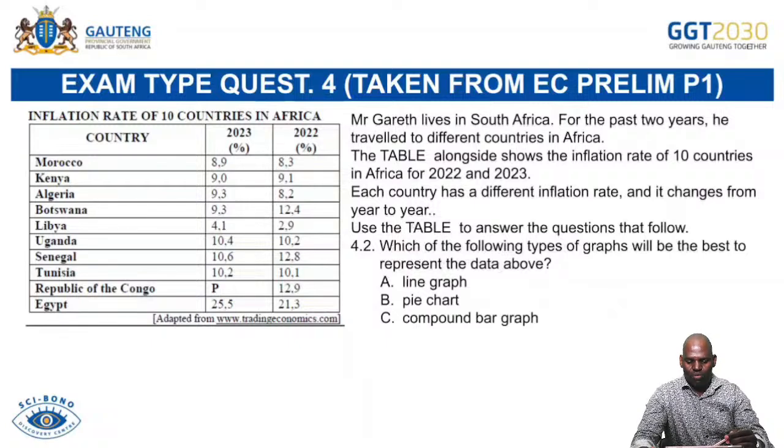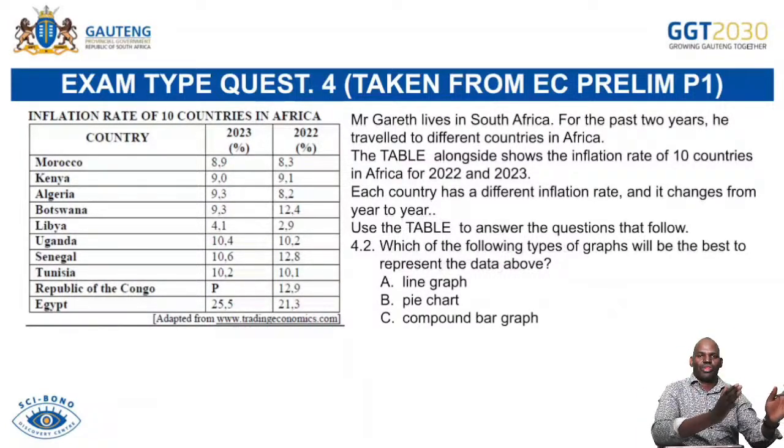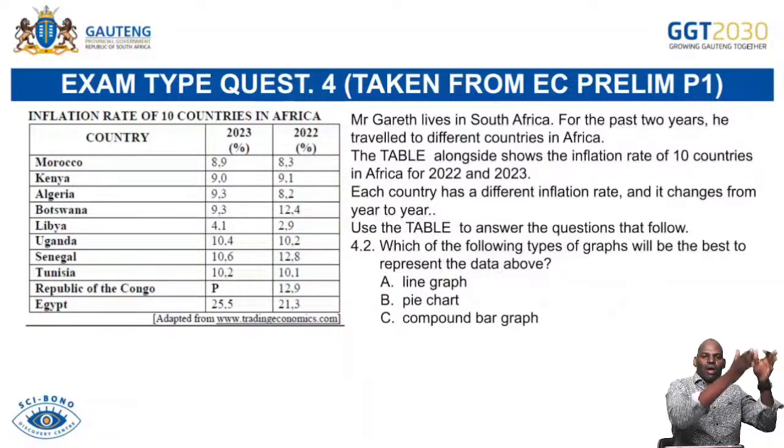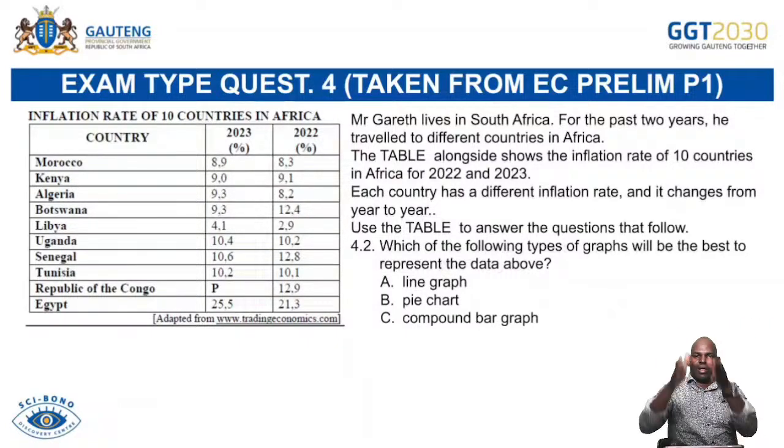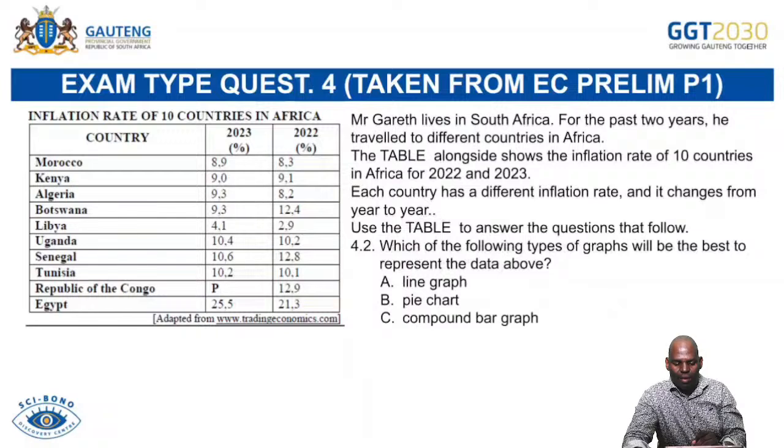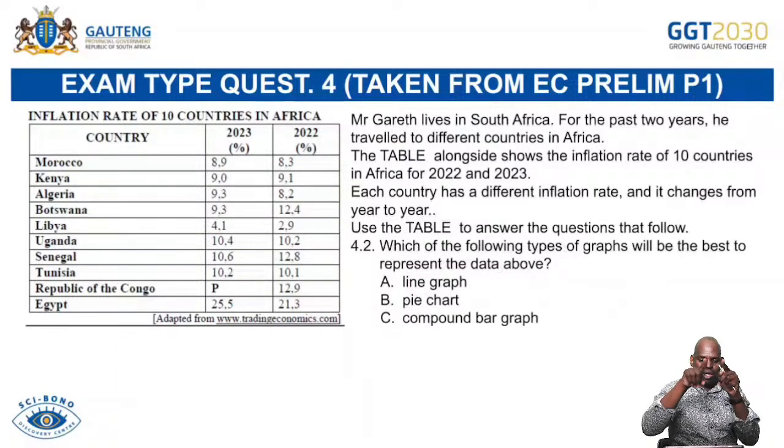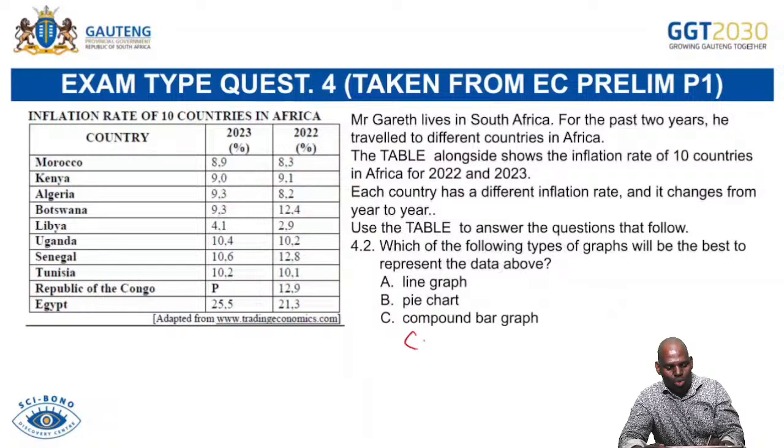Right? And then 4.2 is which of the following types of graphs will be the best to present the data above. Okay, line graph. Remember this is about comparison. We are comparing for 2023 and 2022. Once you start comparing, you might have seen in the previous graph where we're comparing the number of visitors in the first hour, in the second hour, in the third hour. That is why they used a compound bar graph. Okay, so in this case we can't use pie chart. Pie chart, maybe if it was only the percentages for 2023 or the percentage for 2022, we can use the pie chart or the line graph. But in this case, because we are comparing, at the end of the day, we need to compare 2023 and 2022. Therefore, we're going to use compound bar graph.